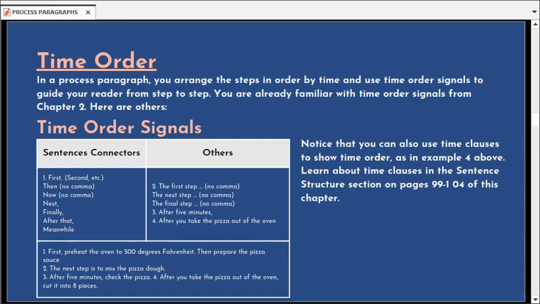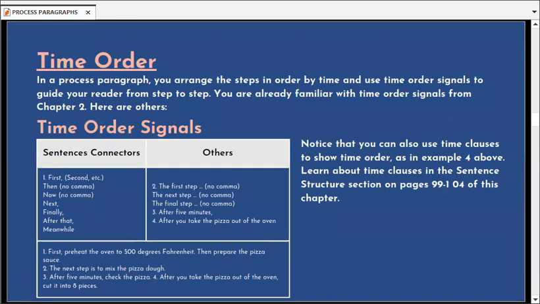1. First, preheat the oven to 500 degrees Fahrenheit. Then prepare the pizza sauce. 2. The next step is to mix the pizza dough. 3. After 5 minutes, check the pizza. 4. After you take the pizza out of the oven, cut it into 8 pieces.